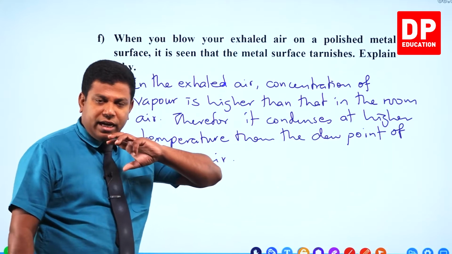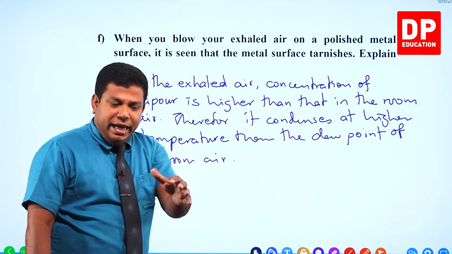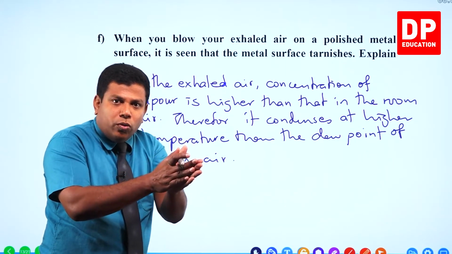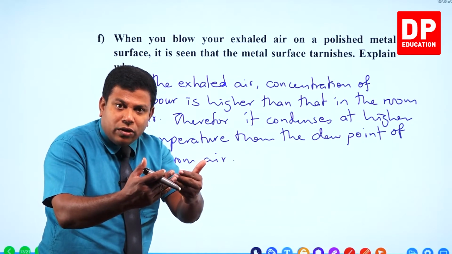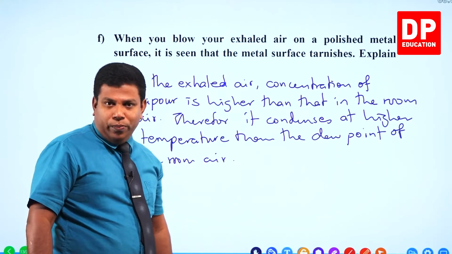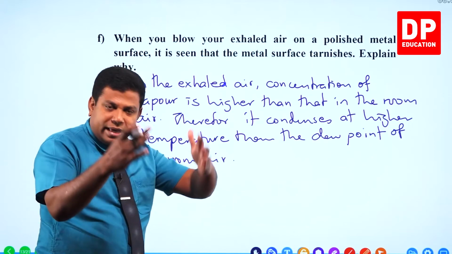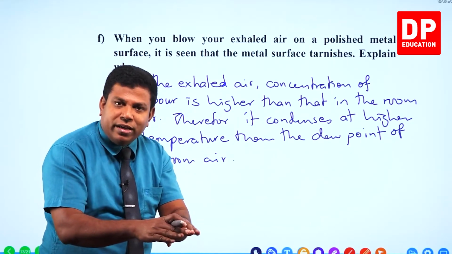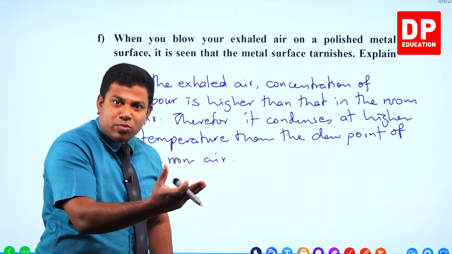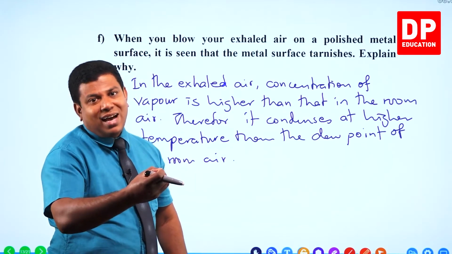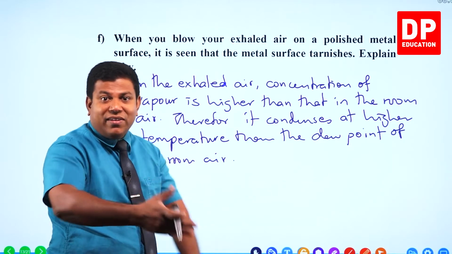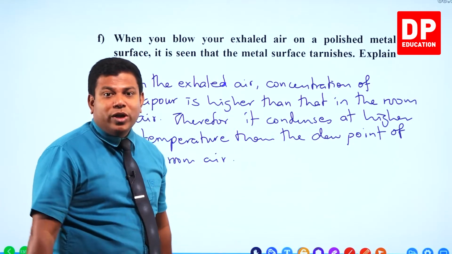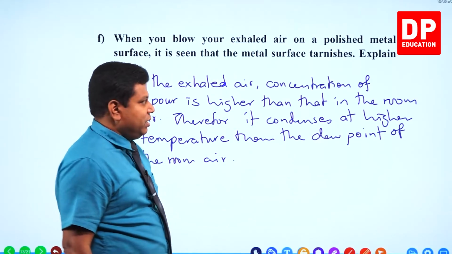Because of higher concentration of vapor, it forms dew even before the dew point of the air in the room. So basically, the air in the room has low vapor, so its dew point is lower. The exhaled air has more vapor, so its dew point is higher. So when I am blowing, even at room temperature, it reaches the dew point and the dew is formed.